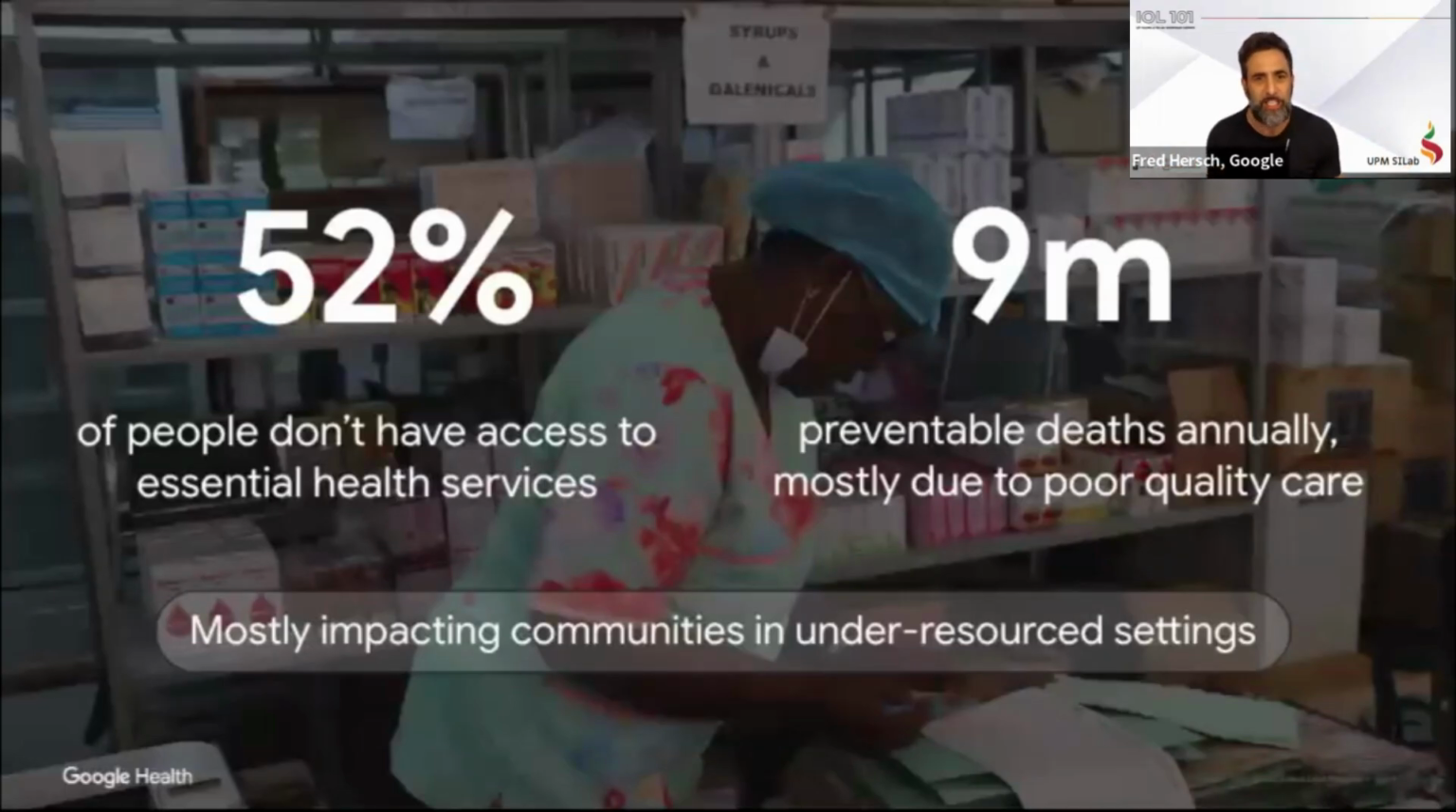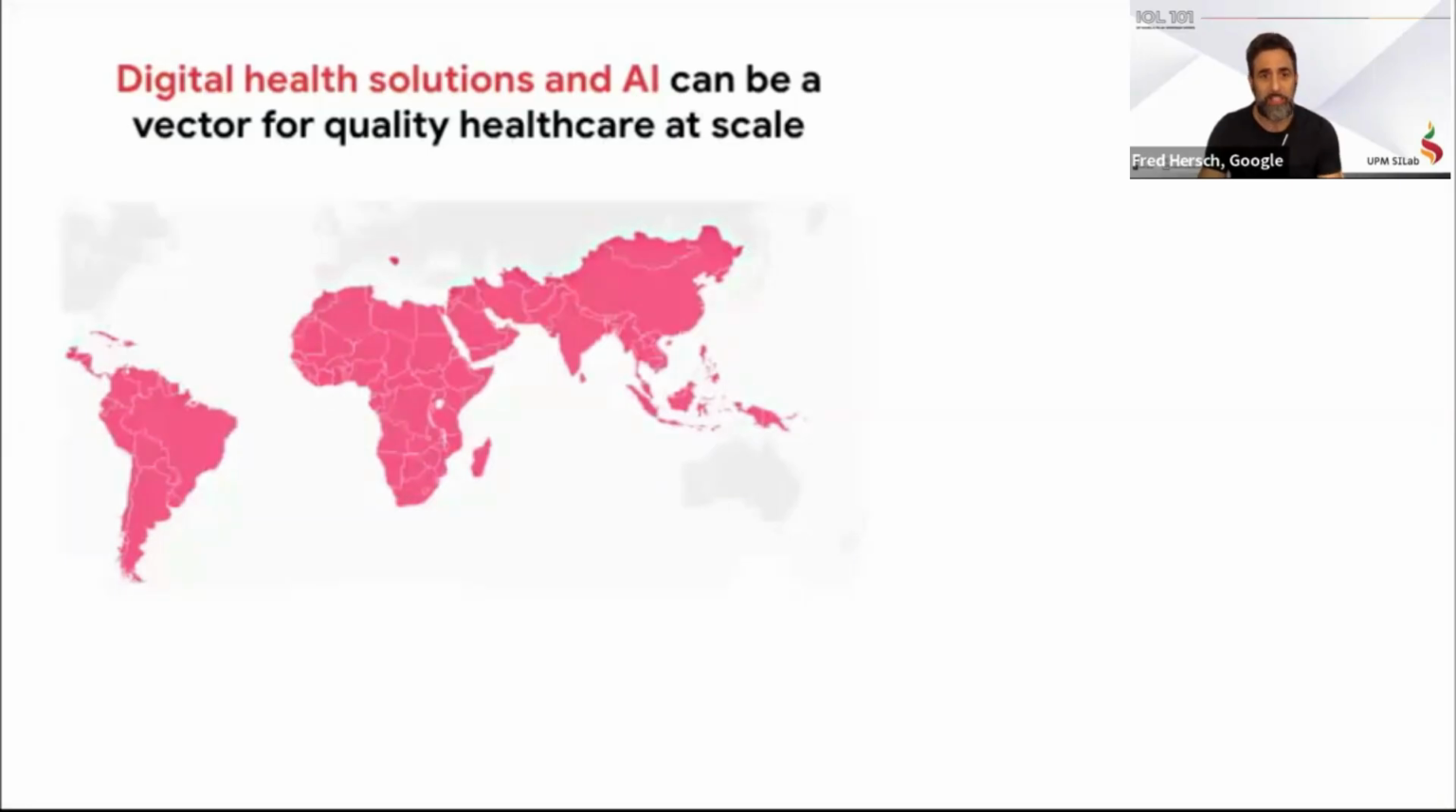Just to set the context, I think most people here would be very familiar with this, but in terms of the problem that we're trying to address, it is really this challenge of access to quality healthcare. Over half of the world, as we know, lacks access to essential healthcare services. We're all here today very much because we believe that digital health solutions and AI really have the potential to be a vector for addressing this issue of bringing quality healthcare to everyone at scale.